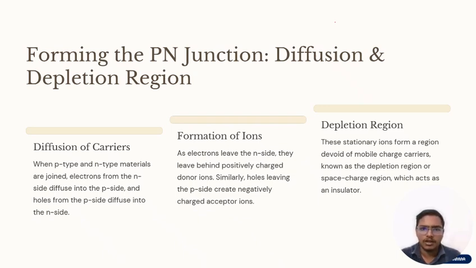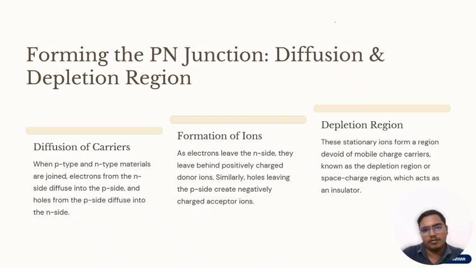The formation of ions. An electron leaves the n-type. We have to know that in n-type there are electrons. They leave behind positively charged donor atoms. Similarly, holes leaving the p side create negatively charged acceptor ions. So they pass from each side to the other.